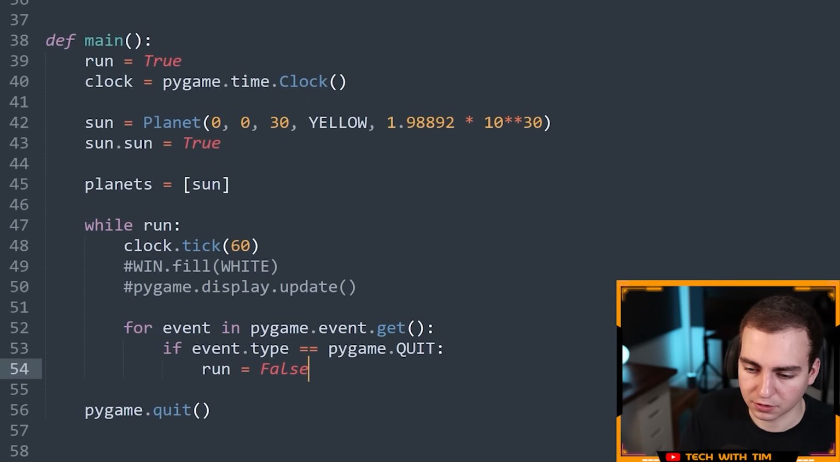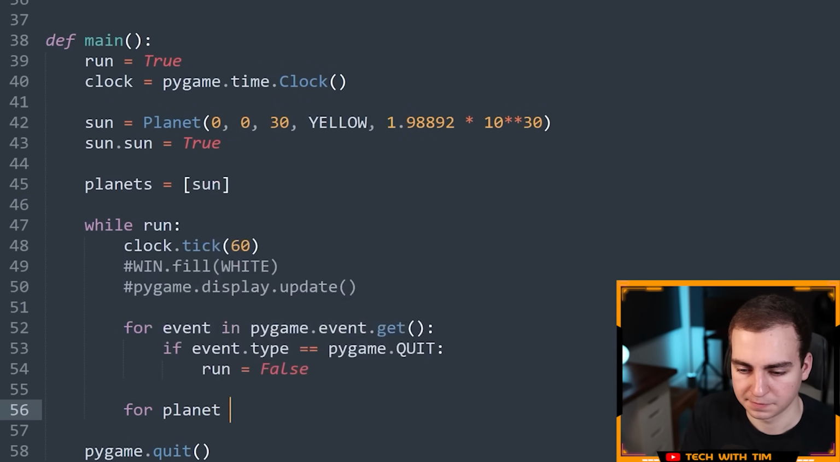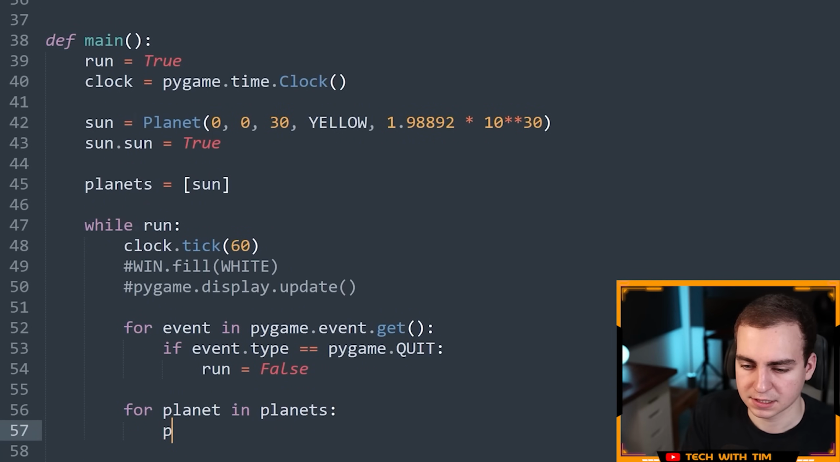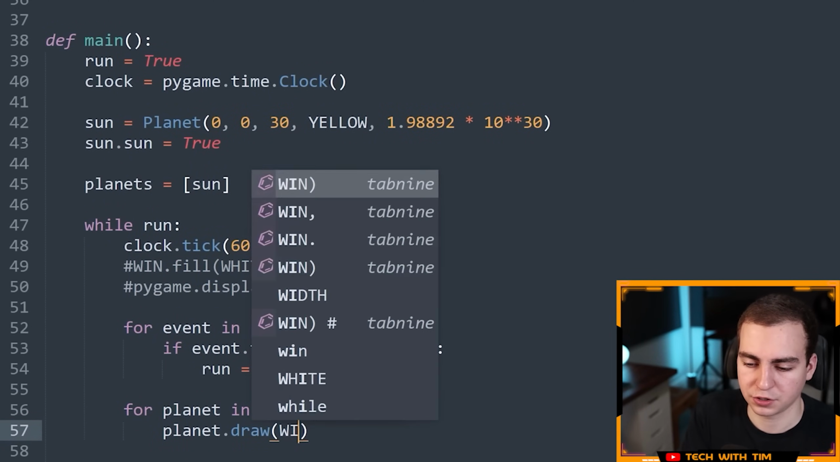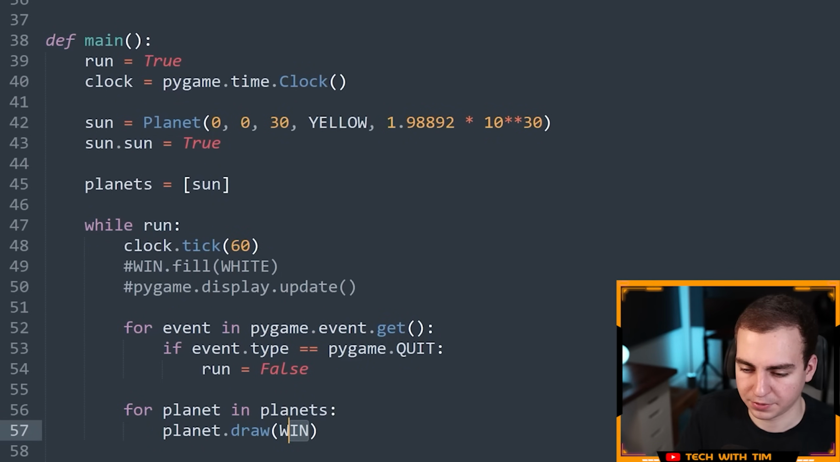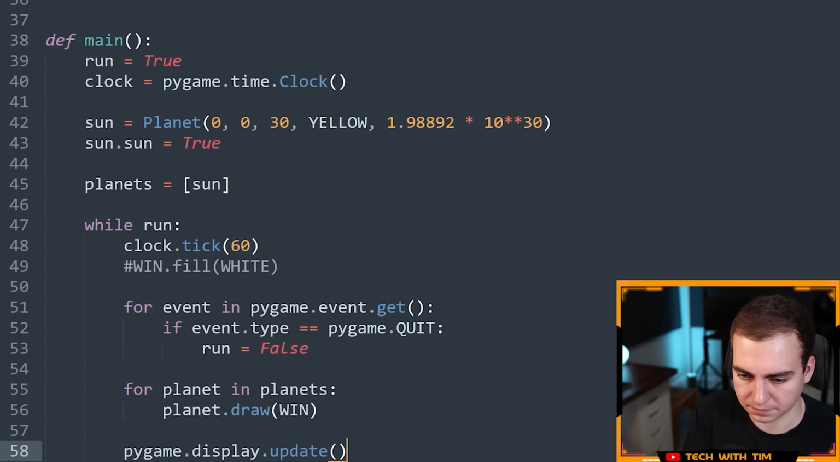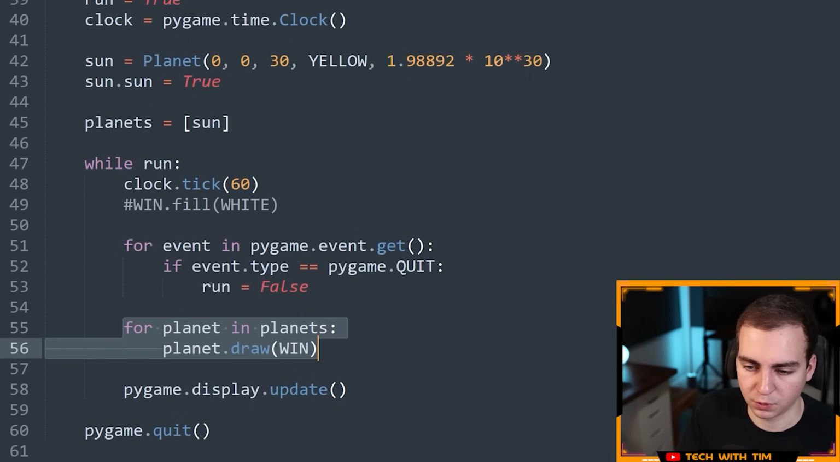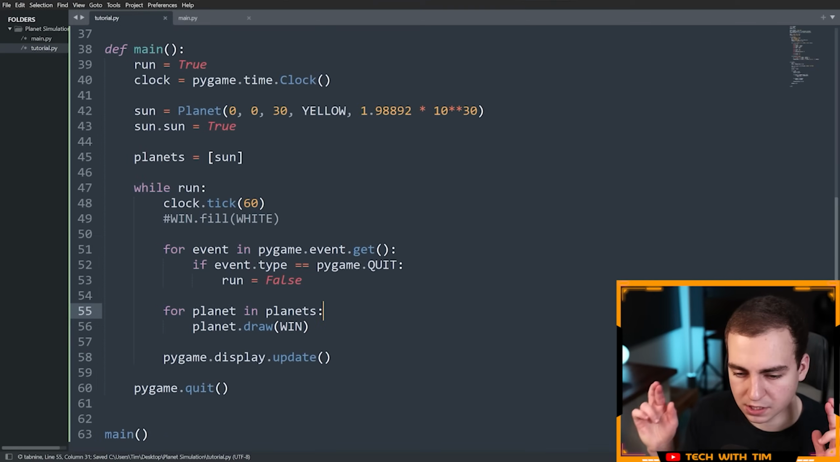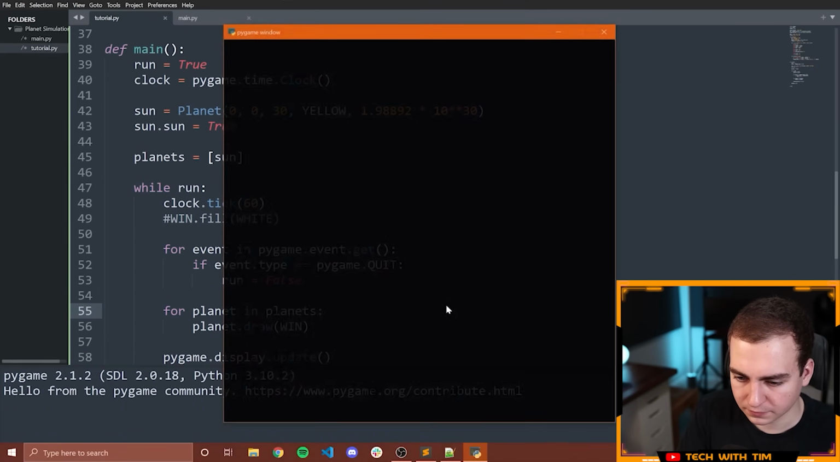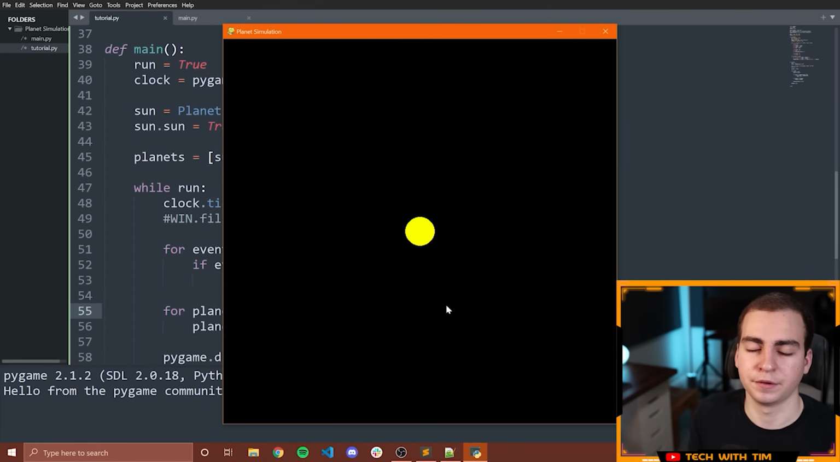And then inside of our loop here, we're going to say for planet in planets, and we're going to say planet.draw, and we're going to pass the window that we want to draw it on, which is WIN in all capitals. Now we also need to make sure that we're updating the display, so let's steal this here, and let's put it down there. So we're saying for planet in planets, planet.draw, pygame.display.update. Let's see if this works. Fingers crossed, let's run the code. There we go. We get a sun in the middle of the screen. Very nice. That is exactly what we wanted.